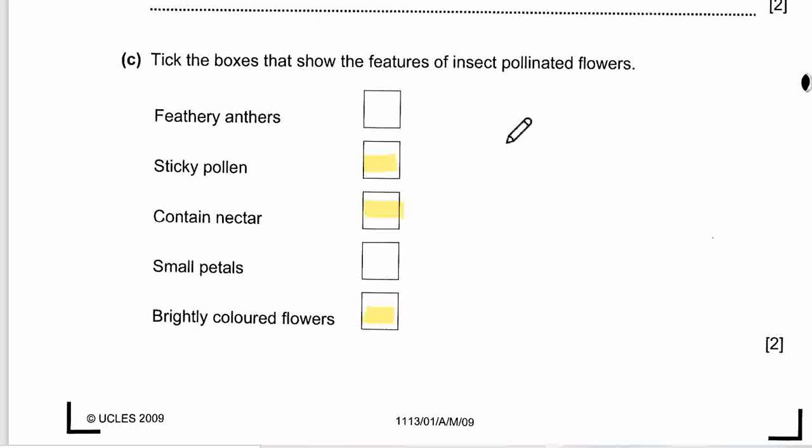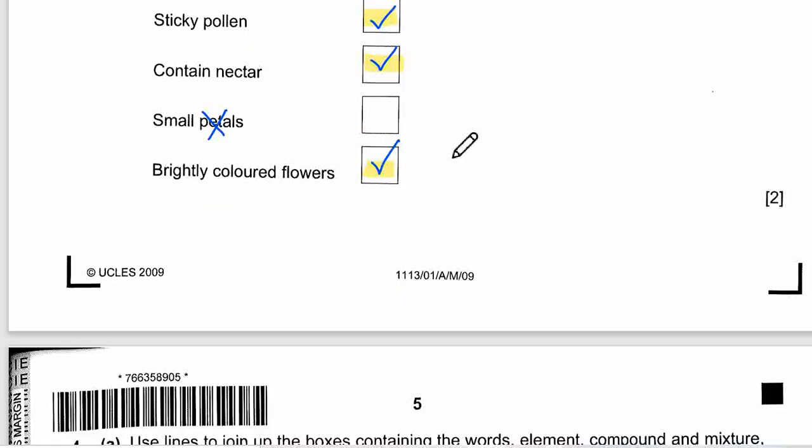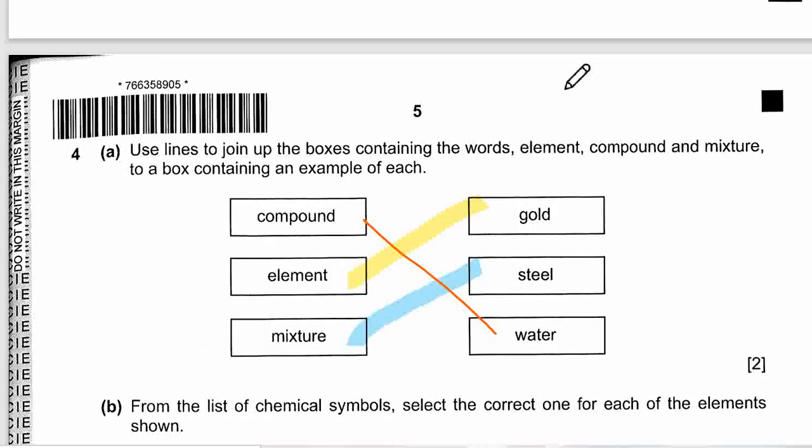So the answer for this part will be sticky pollen, contains nectar, and brightly colored flowers. Not small petals, because that is for wind-pollinated flowers, and not feathery anthers. Let's move on to the next one.